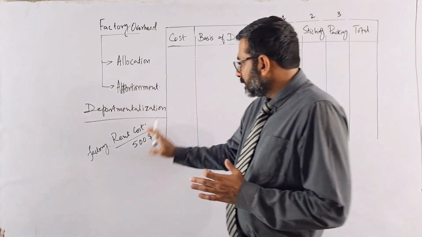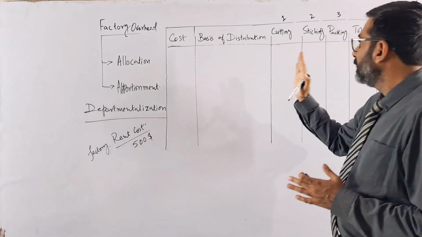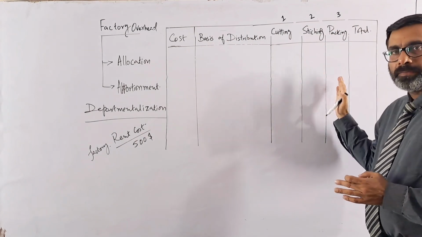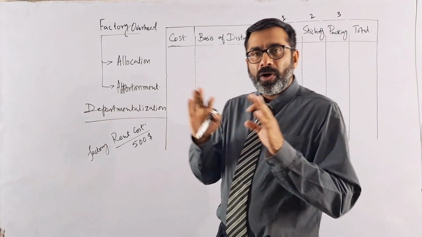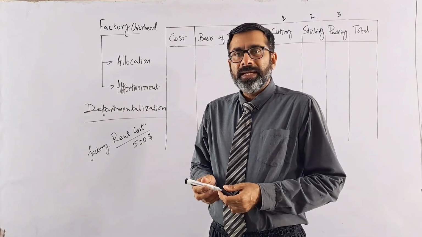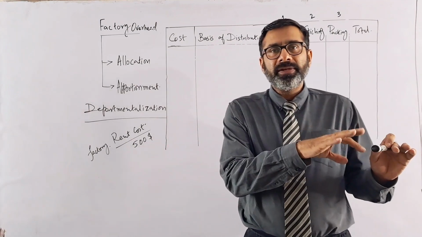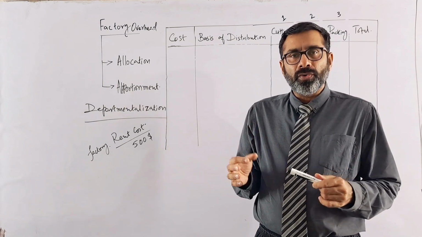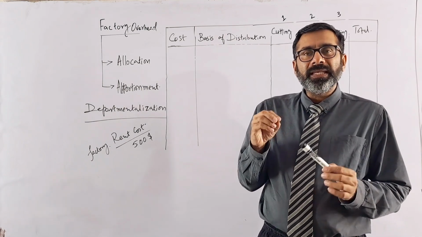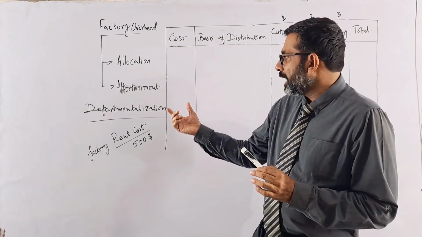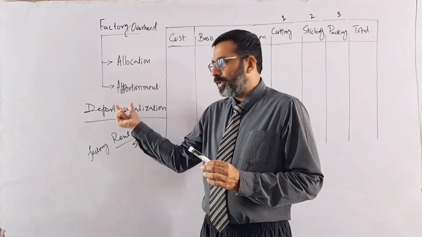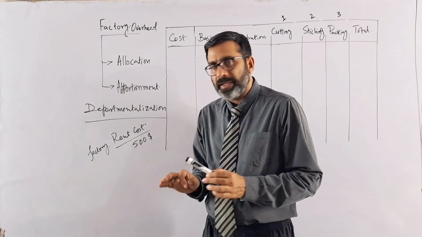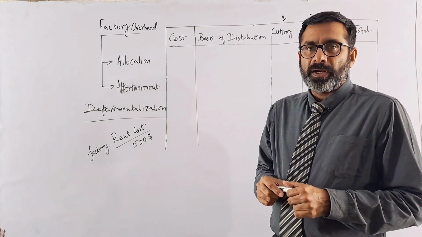Now, is this the cost of the cutting department or the stitching department or the packing department, or is it a cost of all the departments? Obviously, it's the rent of the factory, and the factory has 3 different departments or 3 different sections. So we want to know the exact cost of each department. So what we have to do, we have to apportion it. We have to departmentalize. We have to distribute this cost of 500 between 3 different departments.